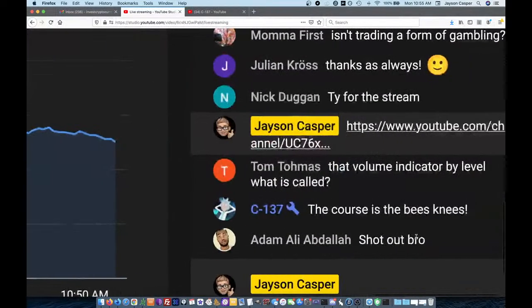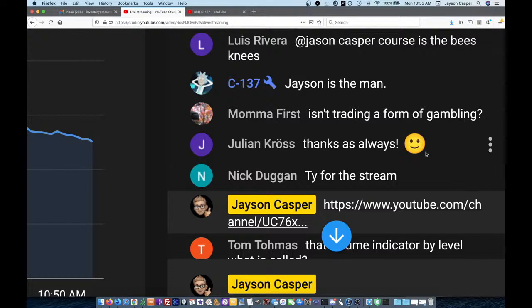Mama first, isn't trading a form of gambling? You know what? Here's what it is. Trading is to gambling what bodybuilding is to eating disorders. It's a healthy way to channel that. Because if you have an eating disorder and you're obsessed with counting your calories, if you're anorexic, let's say, well, bodybuilding is a great way to get healthy and still channel those same tendencies into something healthy, right? Because you're still counting your calories, except now you're making sure you're eating enough to support your activity level, and you're gaining lean muscle mass, and you're becoming healthier, and you're not sick anymore.